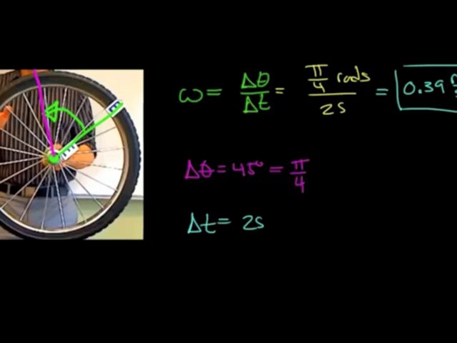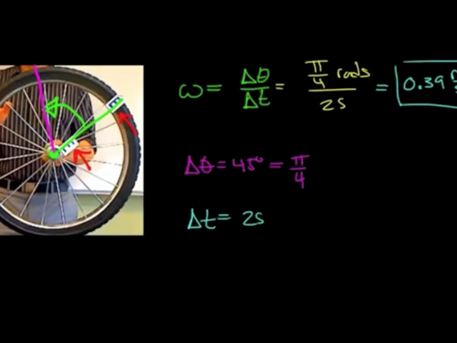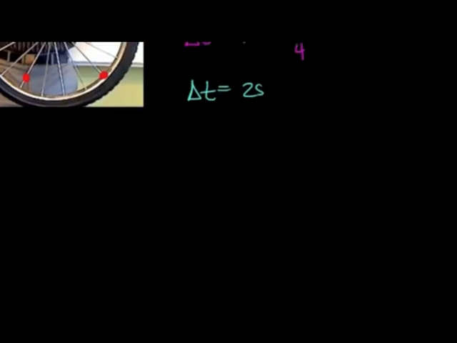Now, something I'd like to point out is the angular velocity at this point and the angular velocity at this point are identical. Both of these points are rotating through the same angle in the same period of time. And that's true of any point on a rigidly rotating object. So any point on a rigidly rotating object, whether it's this point or this point or this point over here, will all have the same angular velocity because each one of those points is going to rotate through the same angle in the same period of time.